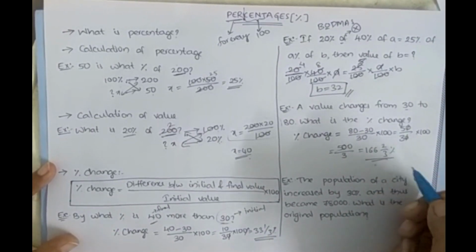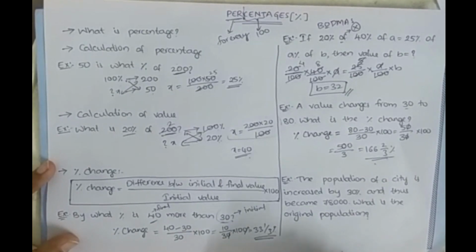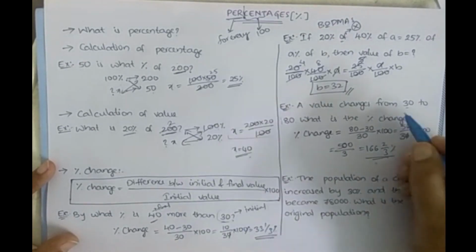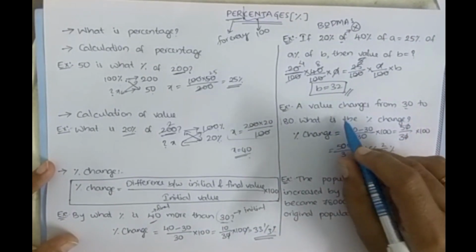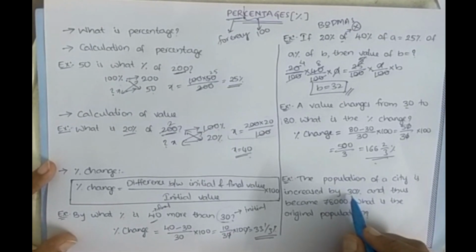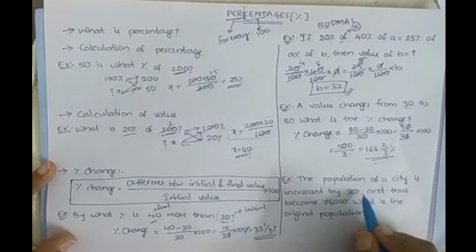So let us go to the last example. The population of a city is increased by 30 percentage and thus became 78,000. What is the original population? Alright. So here the population is increased, that means something is changing. What is changing? Population is changing. In the previous example the value was changed, but here the given percentage is changed, increased by 30 percentage. We don't know what the initial population is, but it is increased by 30 percentage.